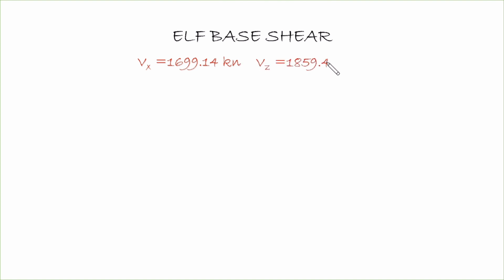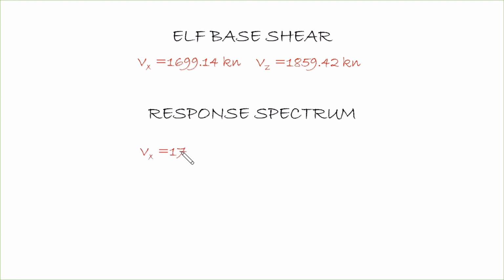So our ELF base shear, Vx, is equal to 1699.14 kilonewton. And then Vz or V shear along Z is equal to 1859.42. For the response spectrum, V shear along X is equal to 1702.06 kilonewton, while V shear along Z is equal to 1,859.46 kilonewton.